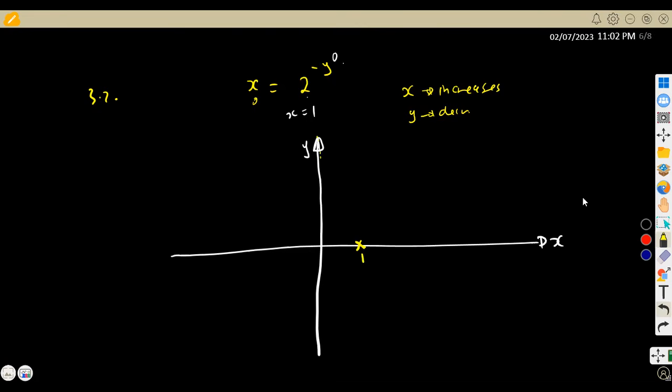So this is an asymptote, and our graph is going to be like this. It decreases, passes through (1, 0), and as the values of x increase, y decreases. All right, so that is the graph of x is equal to 2 to the exponent of negative y.